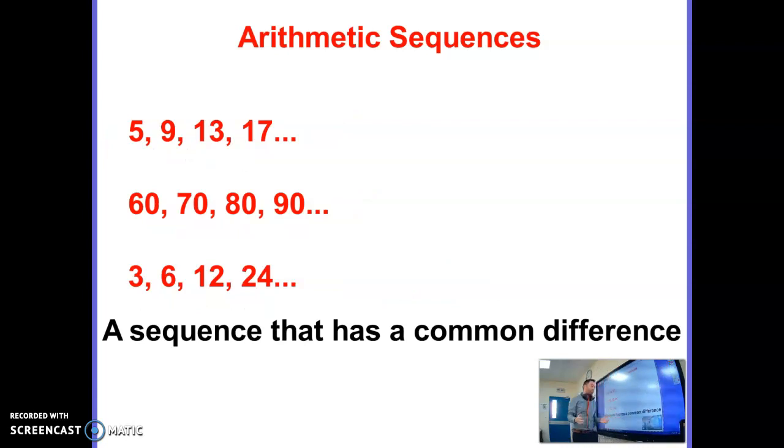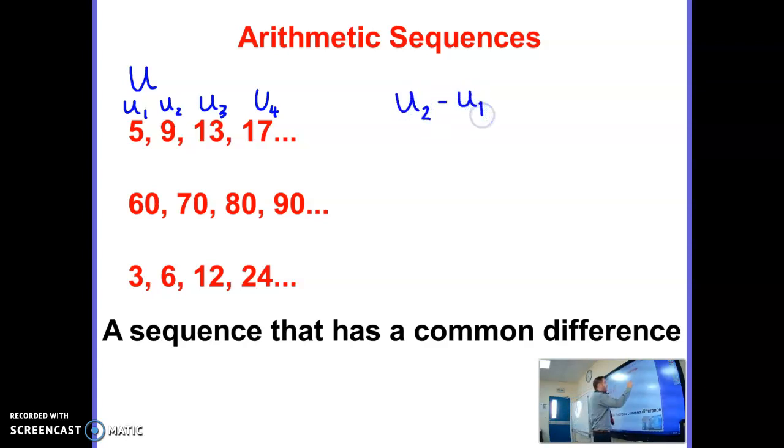So what makes an arithmetic sequence? Well, this is crucial to know. It is a sequence that has a common difference. If I labelled the terms in this first sequence, let's call this sequence U. If I call this term U1, then U2, U3, U4, as the terms of my sequence, then I need to know that U2 minus U1 is the same as U3 minus U2.